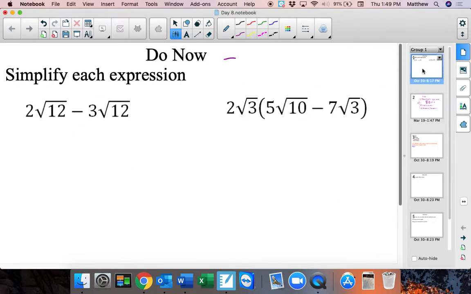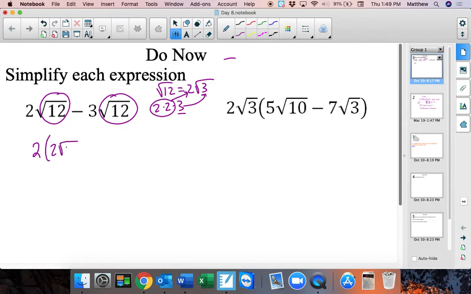I notice, before even combining this first one, that root 12 can be simplified. Okay, so I know that root 12 is 2 root 3. It's 2 times 2 times 3. So the 2 goes there, 3 goes there, it was underlined. And I've seen that enough so that I could rewrite this problem as 2 times 2 root 3 minus 3 times 2 root 3. So all I've done is replace root 12 with a simplified radical.